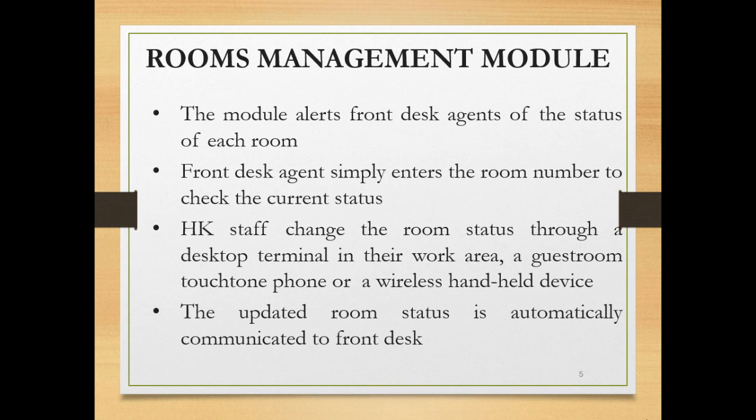Now, rooms management module alerts the front desk agent of the status of each room. So normally, when you want to know whether this room is available, clean, you can search for all the green rooms. The room number which has a green dot shows all the green. This represents rooms that are clean. If it has a red dot, it means that the room is still dirty. So front desk agent, anyone working at the front desk simply enters the room number to check the current status.